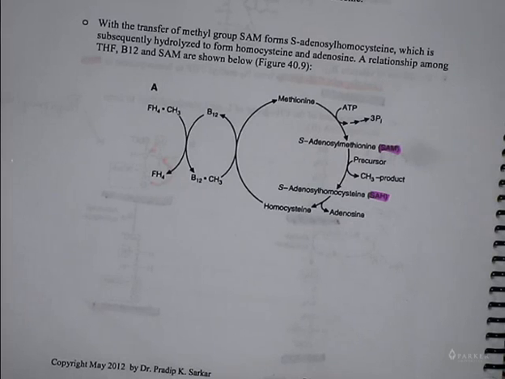This can only happen when THF is working, but it only happens in reactions where THF is not favored. In other words, THF is going to donate the methyl group everywhere it can. If it can't donate it, B12 is going to donate it. If B12 can't donate it, SAM is going to donate it. If folate is not working, what shuts down? This whole thing. Everything shuts down.